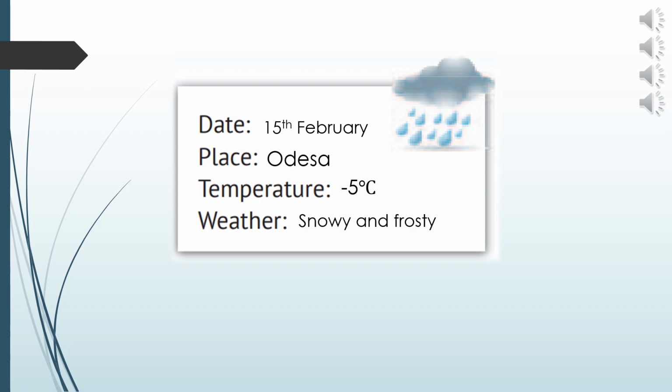Date, the 15th of February. Place, Odessa. Temperature, -5 degrees centigrade. Weather, snowy and frosty. Pause the video and write 2 sentences about the weather in Odessa on the 15th of February.